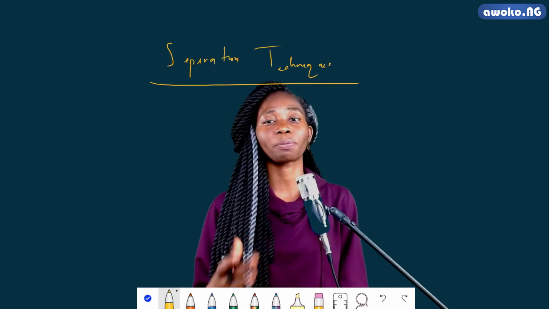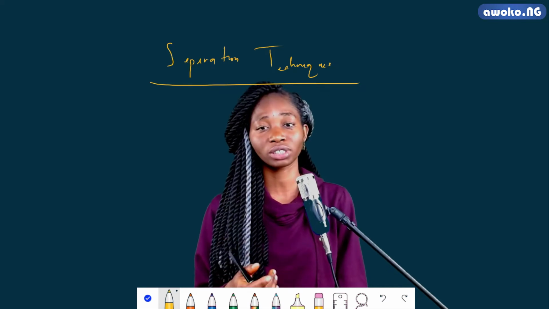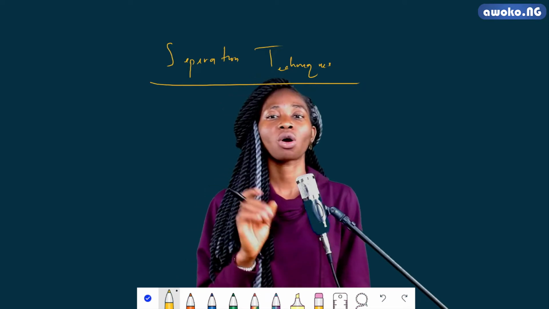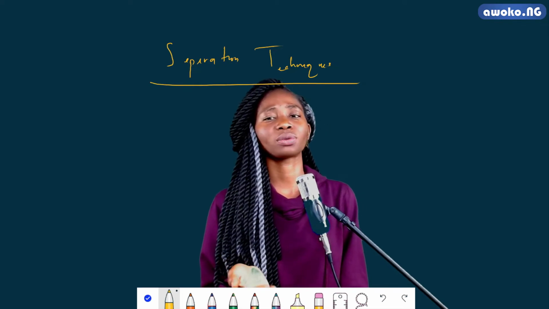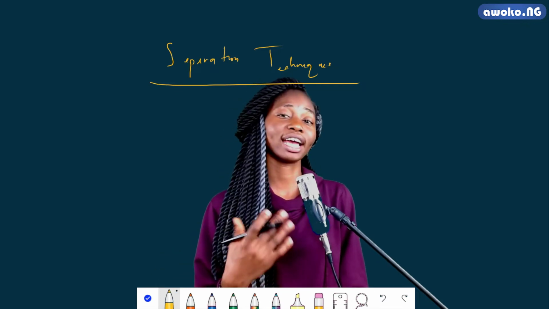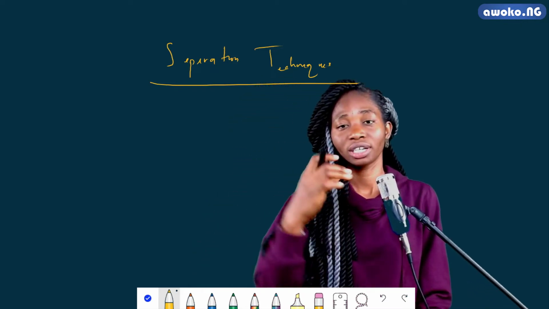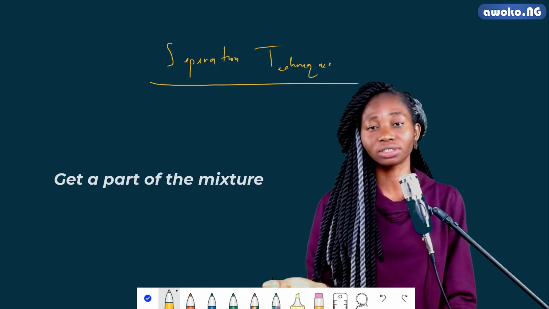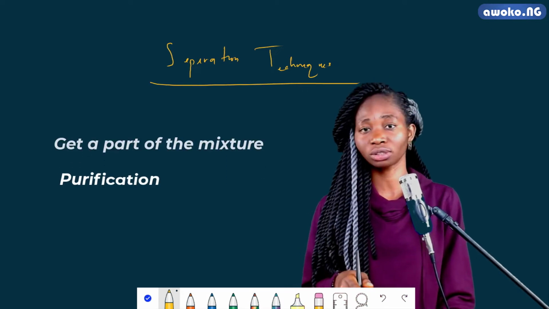So, if I'm able to separate a substance into individual parts, I would say that I've achieved the process of separation. Now, coming to chemistry, because we have compounds and mixtures which are formed from individual constituents, don't you wonder how these compounds and mixtures are separated into their individual components? The essence of separating mixtures and compounds is first to get a part of that mixture which is of importance, an active ingredient. And then another reason we use separation techniques is for purification.